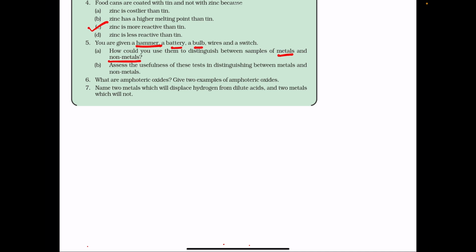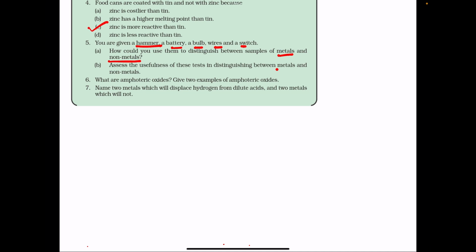Second, a battery, bulb, wire and switch can be used to make a circuit. When metals are connected across this circuit, the bulb glows. This means metals are good conductors of electricity. Whereas non-metals are bad conductors of electricity. If a non-metal is connected in the circuit, the bulb does not glow. So non-metals are bad conductors of electricity.